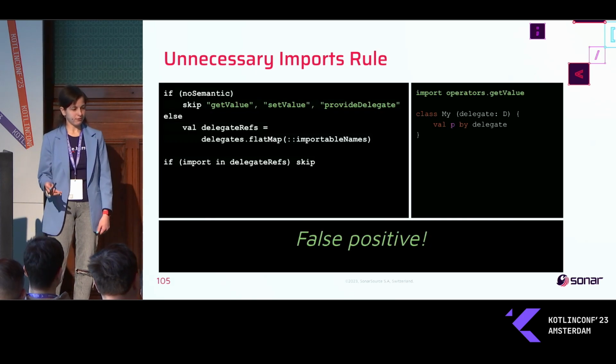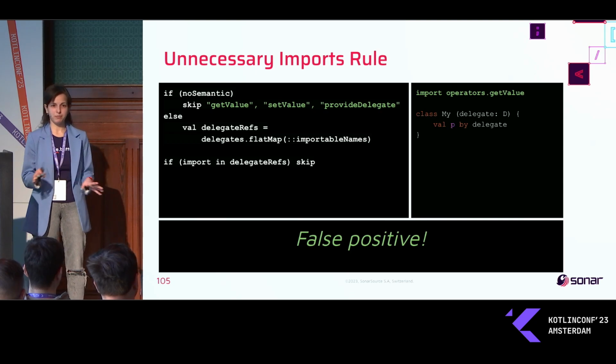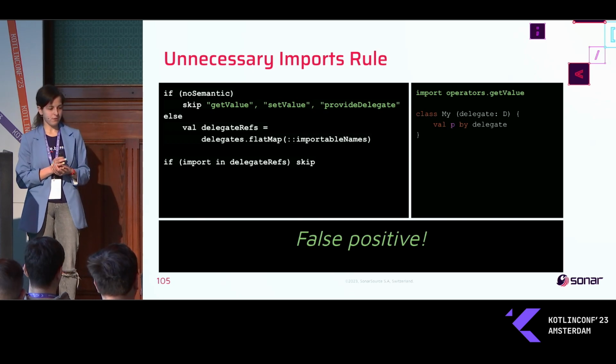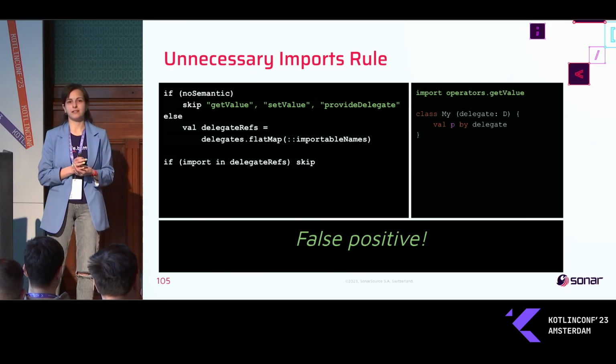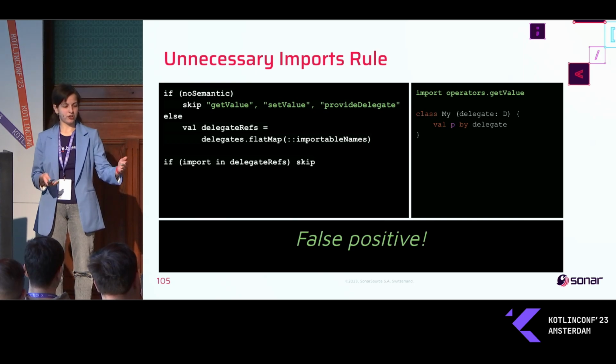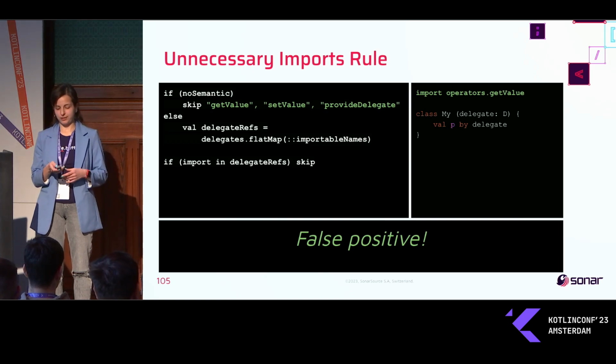We figured it out. So what we actually do: if there is no semantic model, we just skip all these imports that are connected to delegates. But if there is, we can get the importable name from the Kotlin compiler with some tricks, and then we can understand that this by delegate is actually using the getValue operator, and filter it out.